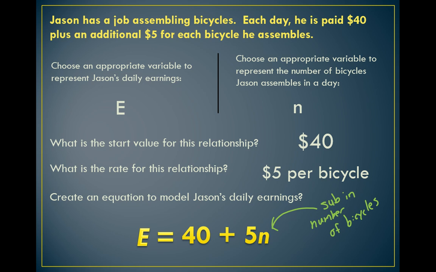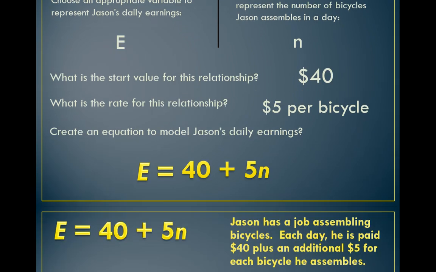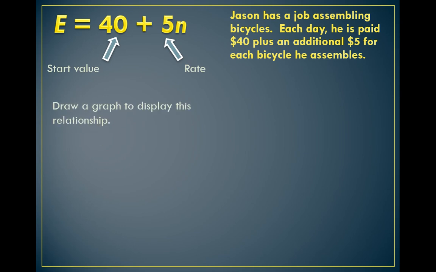So, what we're going to do is, once we're given a situation like this, we can make the equation just by knowing the start value and the rate. We're going to then make a graph. So on the next page, we look at this and go, okay, that's the start value, that's the rate. And if we want to graph it, we'll find it just as easy as yesterday.